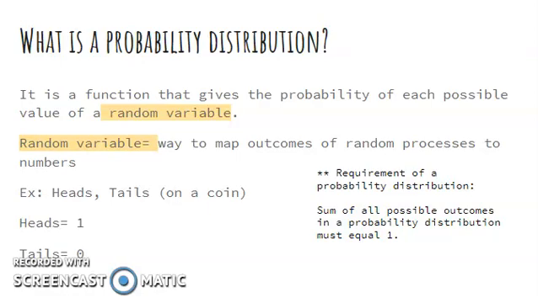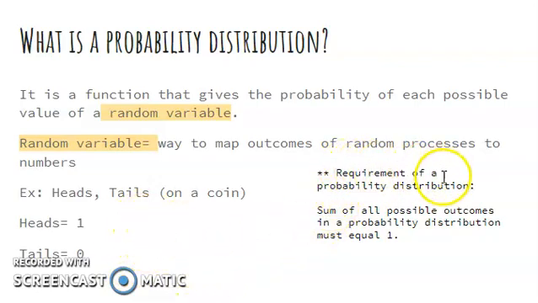And what we do in random variables is we assign numbers to these random processes, to their outcomes. So if we were flipping coins, we have heads and tails as our two possible outcomes. And we could assign heads the number 1 and tails the number 0. And we could do it the other way too.